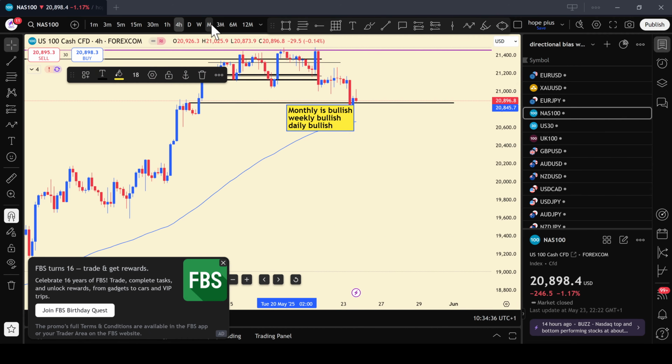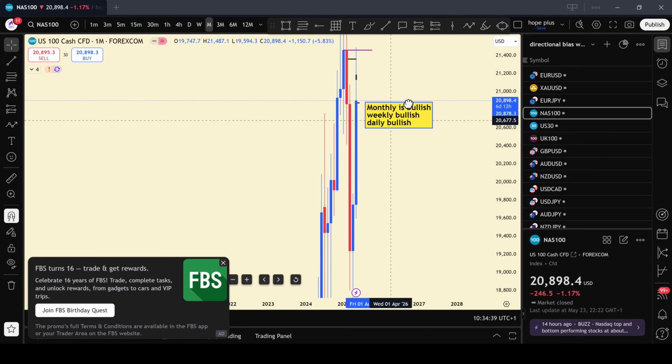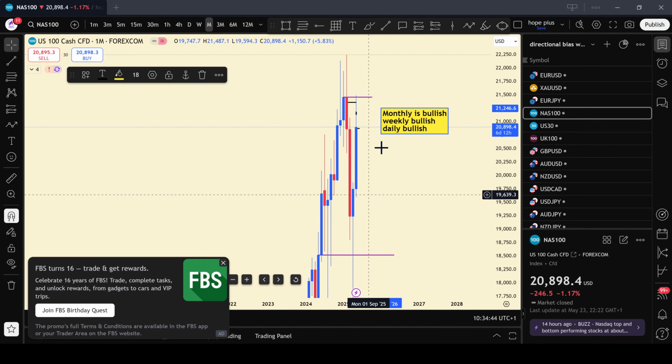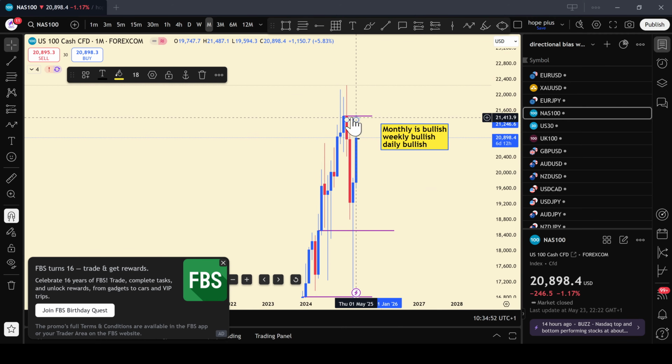So for NAS 100, we start from the monthly. From here, we said that the monthly was bullish last week. Weekly too was bullish. Daily was bullish. And then price traded up into this area. Now, as you can see here, this is a monthly reversal opening price resistance. And as you can see, price is currently rejecting from that level. All right, this is a strong level that might pose an obstacle or a roadblock to our direction.